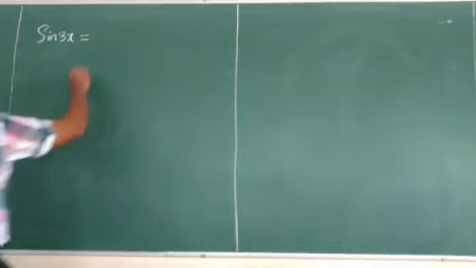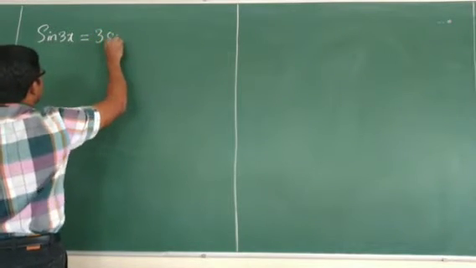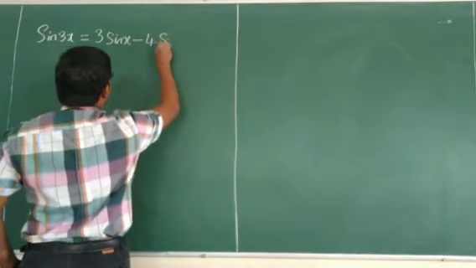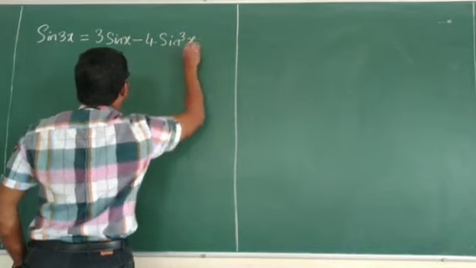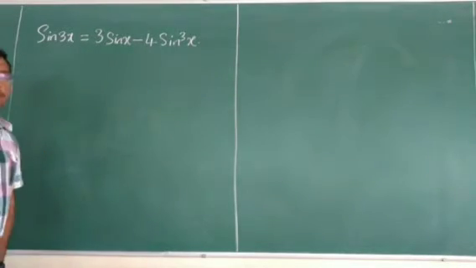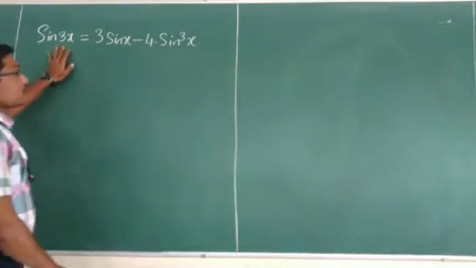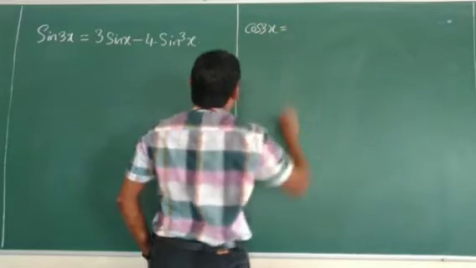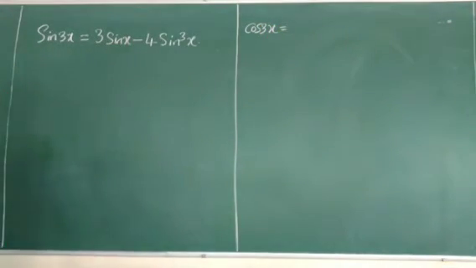This is very important. Proof also is very important for this. 3 sin x minus 4 sin cube x. Prove that sin 3x is equal to 3 sin x minus 4 sin cube x. Sin 3x proof and cos 3x proof, these two proofs are very important. So let's see how we get this.